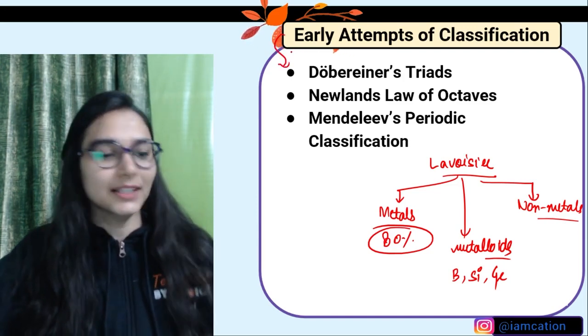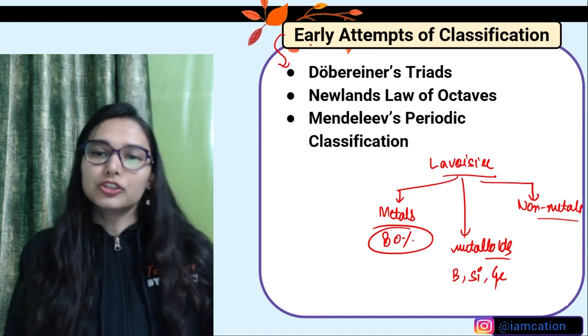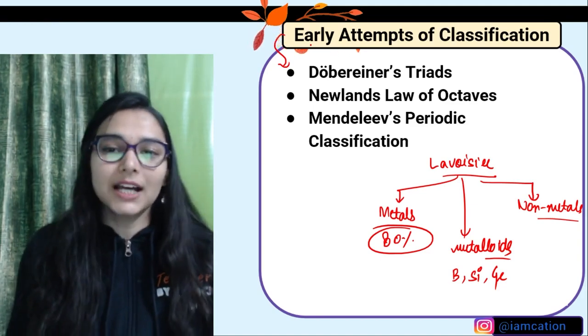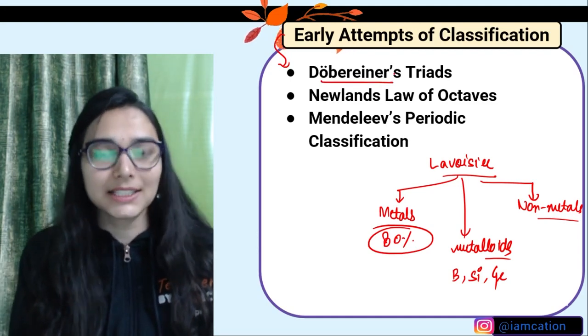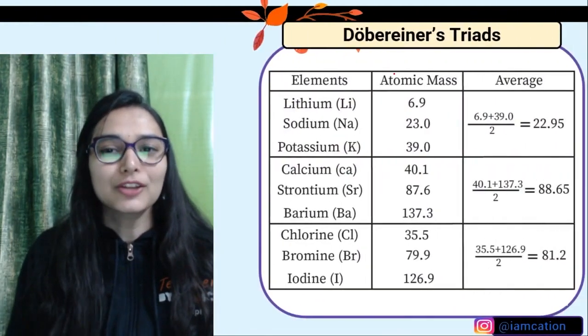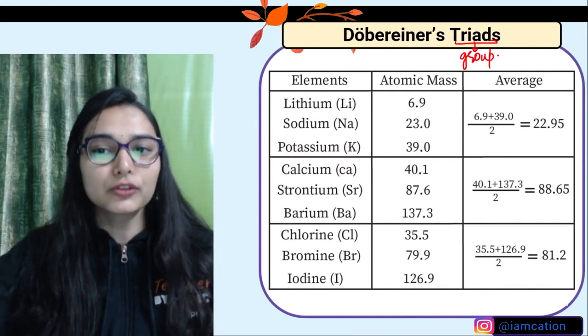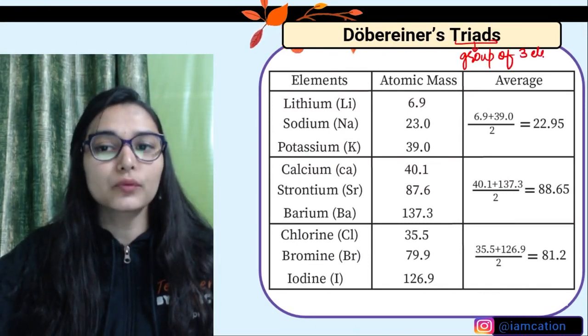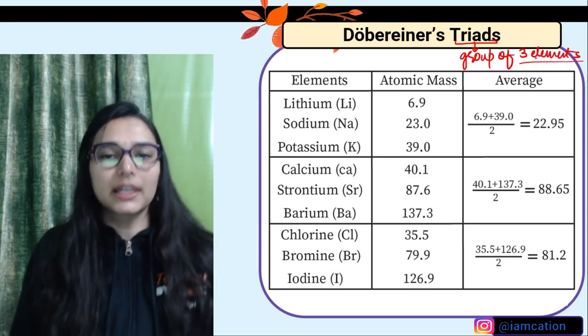So we would be studying first the early attempts of classification. The first attempt was made by Dobereiner. Okay, Dobereiner's triads. The name is itself telling you. Triad means a group of three elements. What is this telling you? A group of three elements. So what did Dobereiner do? Dobereiner made groups of three elements.